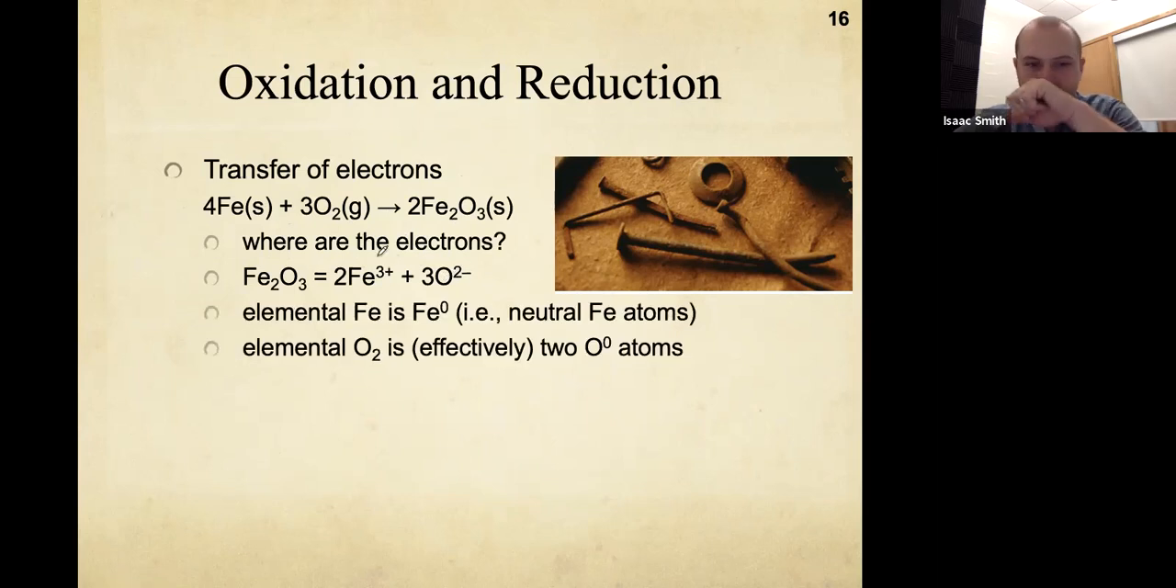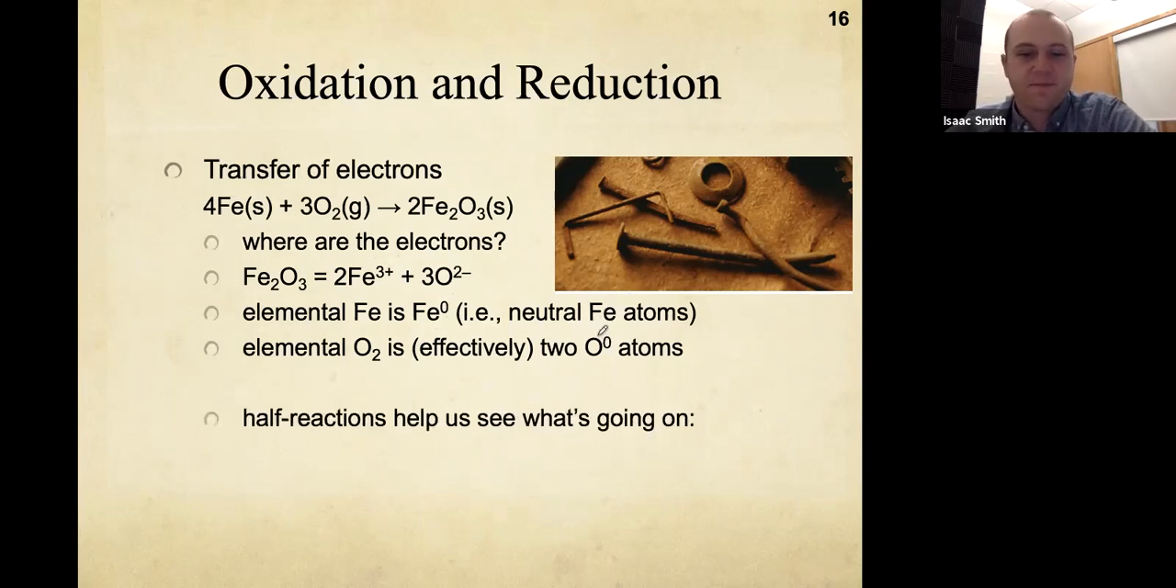So if we looked at where the electrons started, anytime you have a single element on its own, we generally say it is neutral, okay? So the charge would be 0. And then oxygen, since it's on its own, is going to be neutral as well.